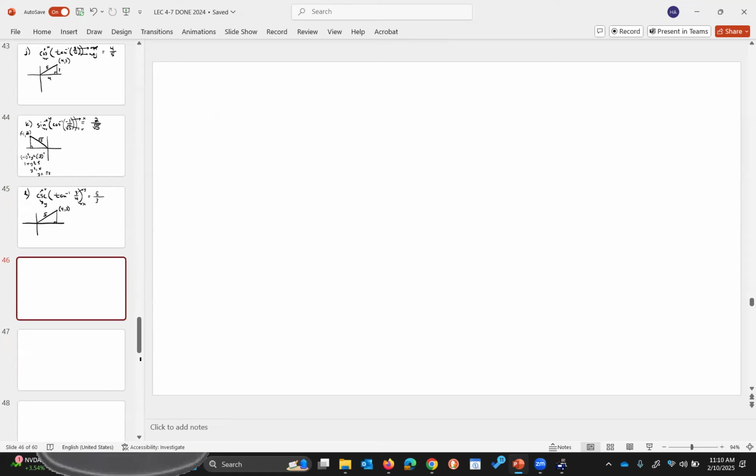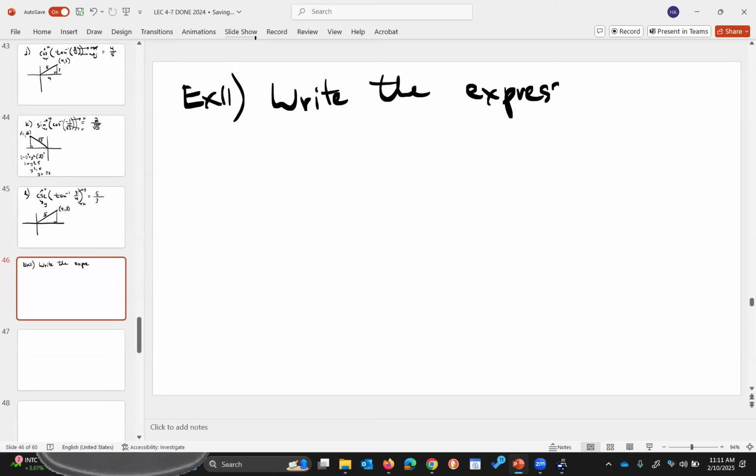So let's go with find expression. So this is going to be exercise 11. Is that right? It says write the expression. Actually, I should say write the expression. Sorry, write the expression. Okay, this one's going to get a little bit weird. This is the end of it.